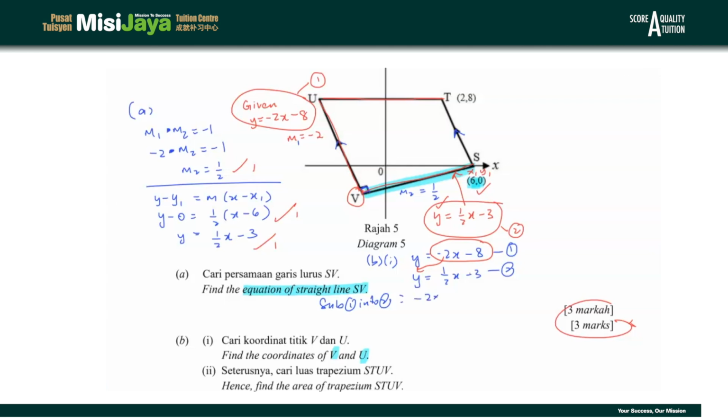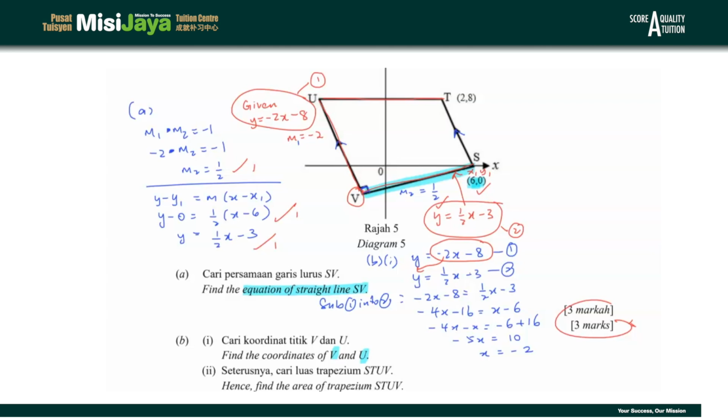So this is -2x - 8 = 1/2 x - 3. Then in order to get rid of the 2, all the terms times 2. So it becomes -4x - 16 = x - 6. Now all the x move to one side and the others move to the other side. -4x - x = -6 + 16. So this is -5x = 10. So x is 10 divided by -5, which is -2. So we got our x is -2.